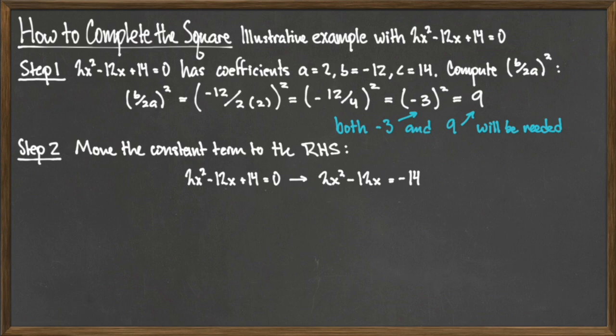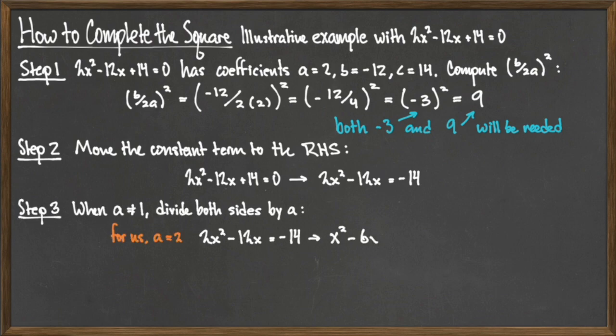The third step is the following. Whenever my a term is not equal to 1, like it is now, we are going to divide all sides by a. So since a in this case is equal to 2, we take 2x squared minus 12x equals negative 14, and divide both sides by 2 to get x squared minus 6x equals negative 7. Again, we only do step 3 when a is not equal to positive 1. If, for instance, a was equal to negative 1, I would still divide all sides by negative 1. But here in our case, a again is equal to positive 2, so we divide all sides by positive 2, and right now we're left with the equation x squared minus 6x equals negative 7.